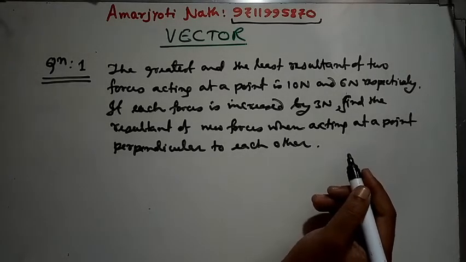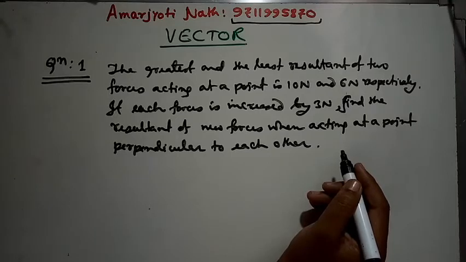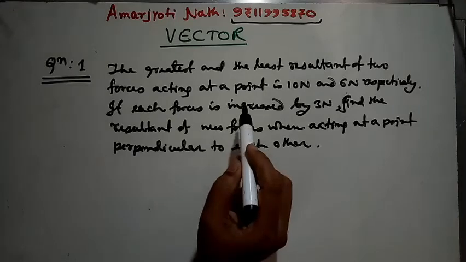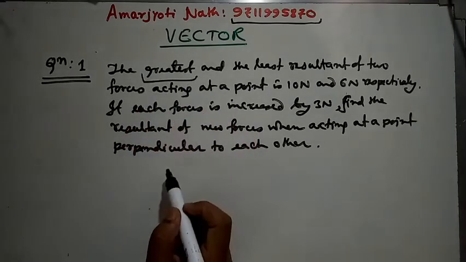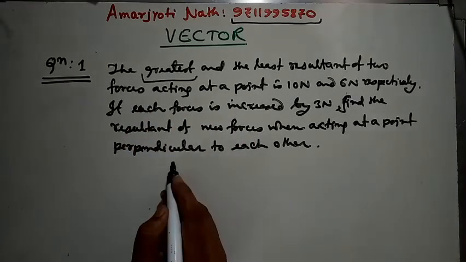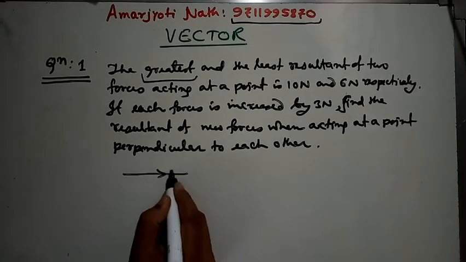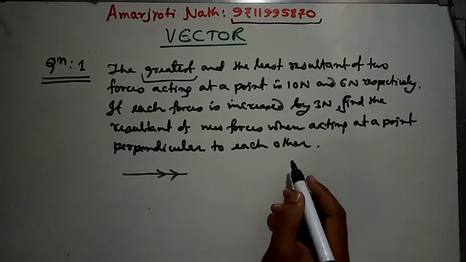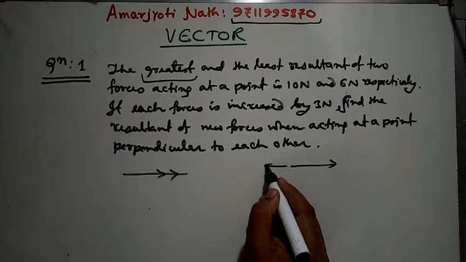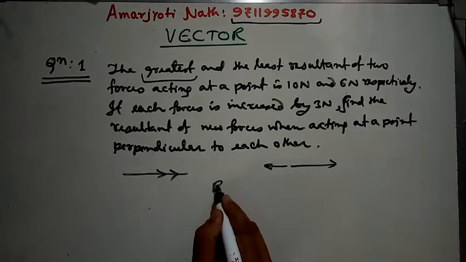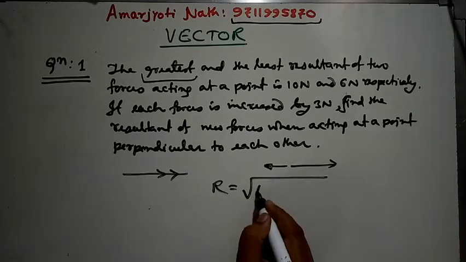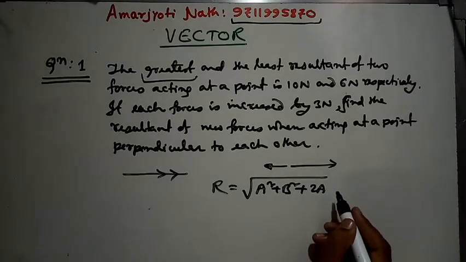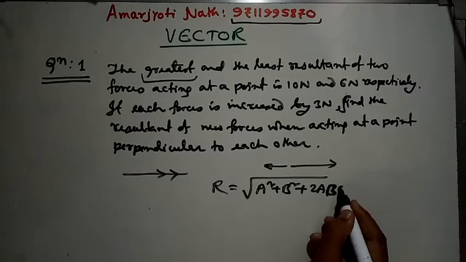If you can calculate, give a pause to the video and try yourself, then go to the solution. Remember, two vectors give the greatest resultant when they act on the same line, in the same direction, and they give the least resultant when they act in opposite directions. The formula for resultant: A is one vector, B is another vector, so R is the square root of A square plus B square plus 2AB cos theta.